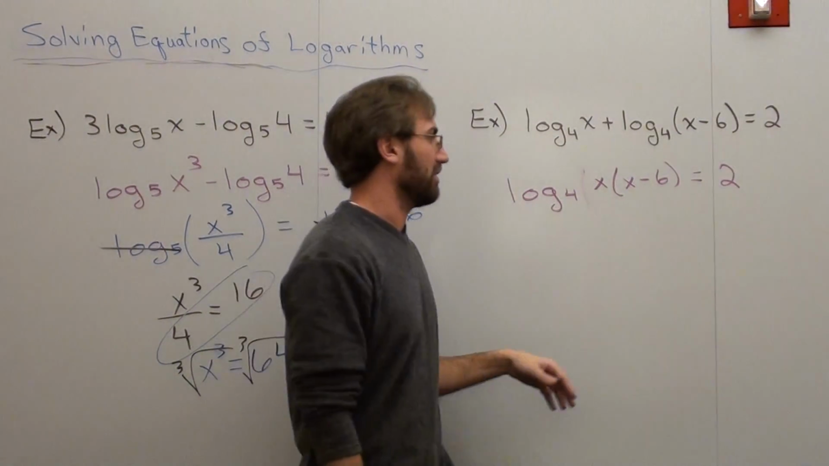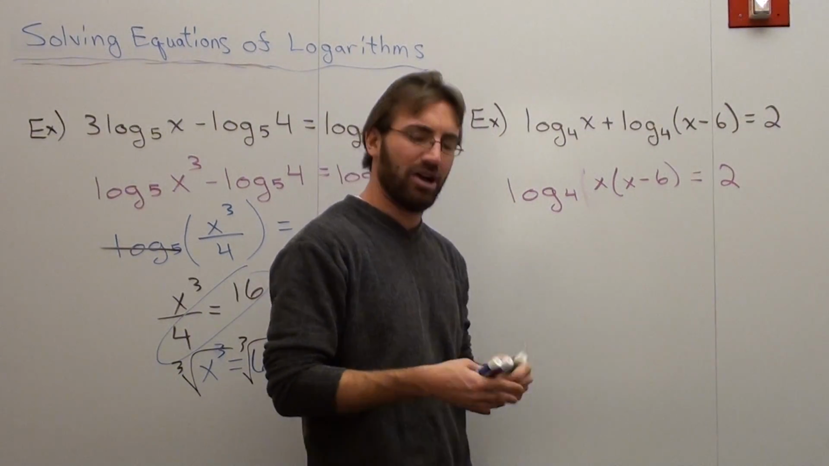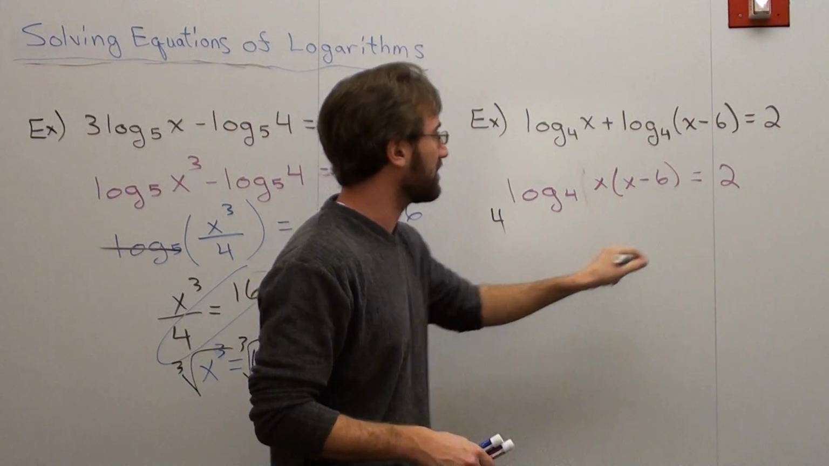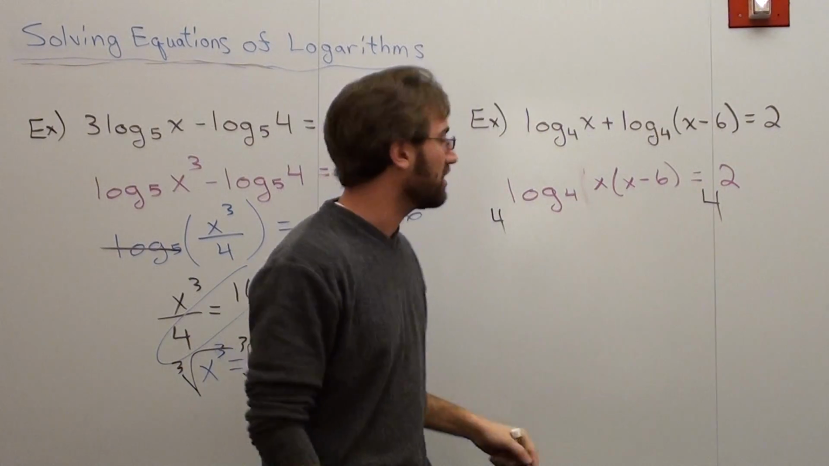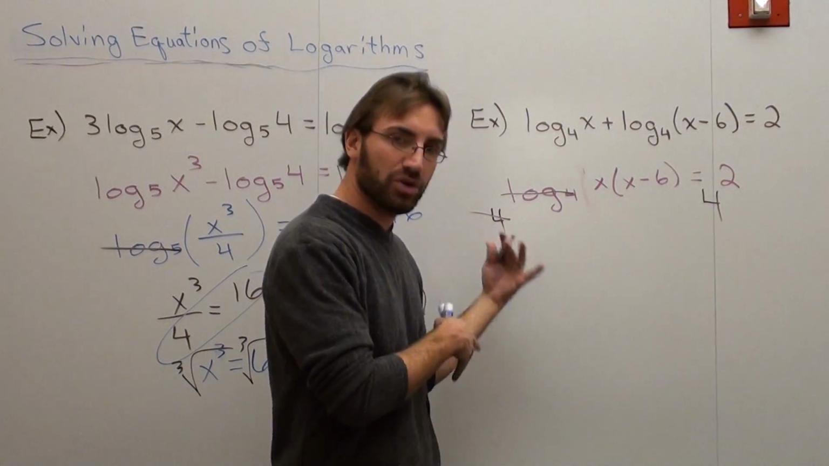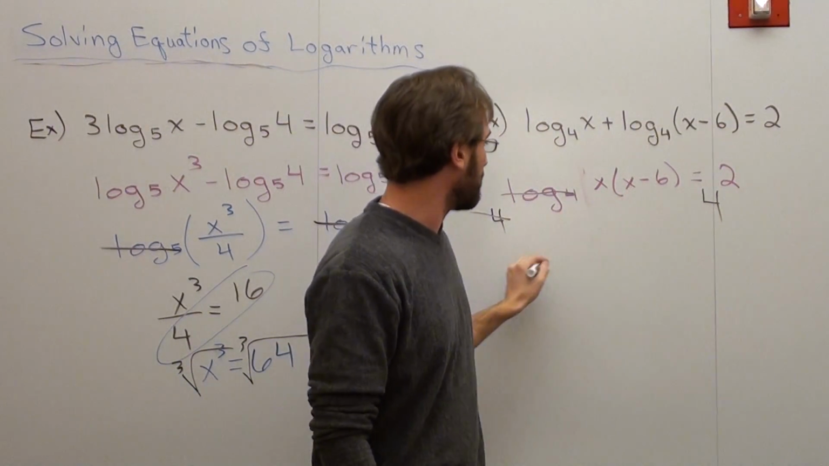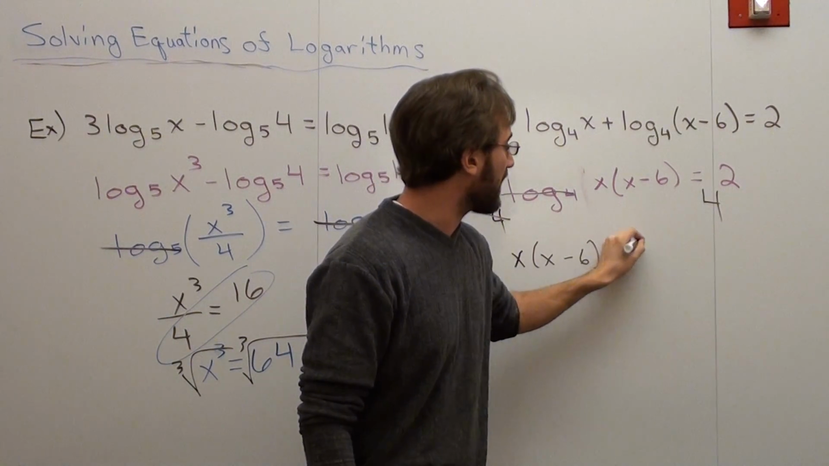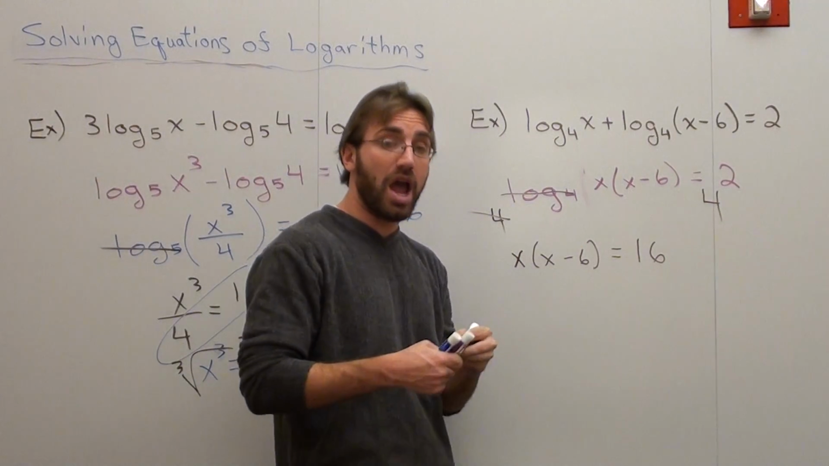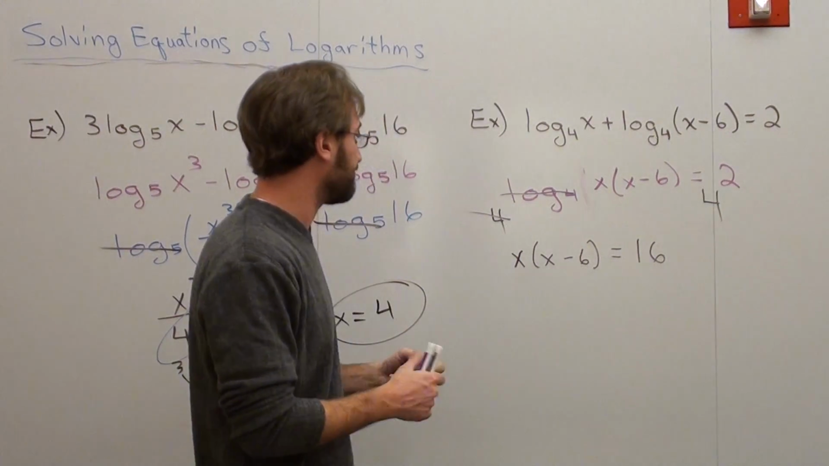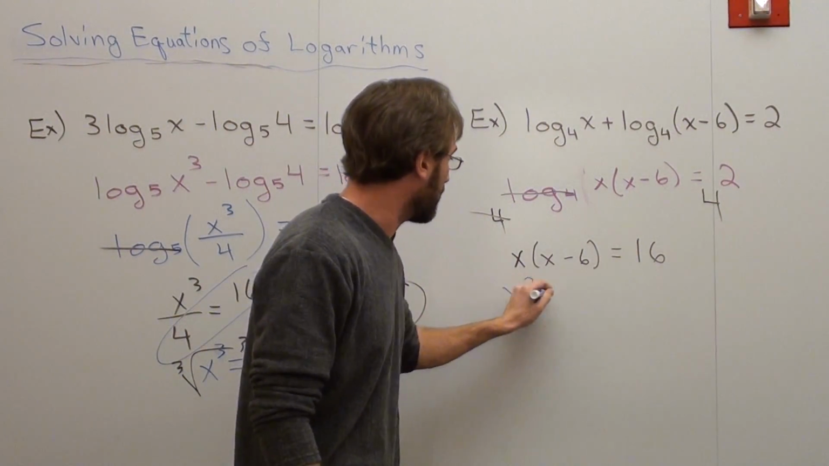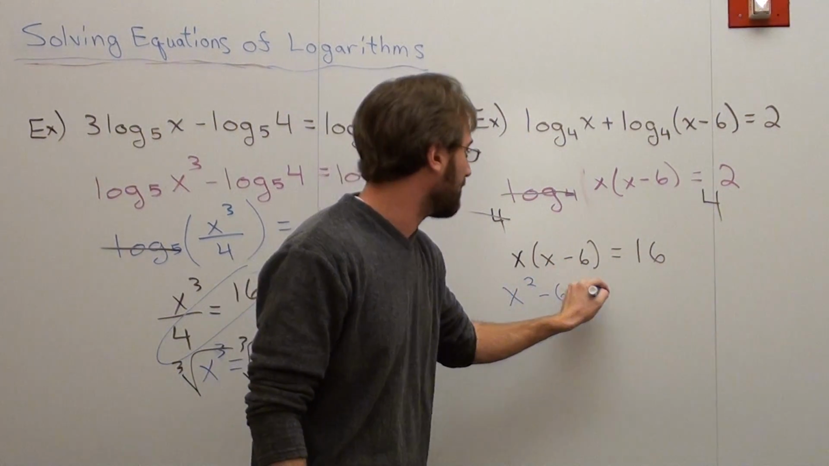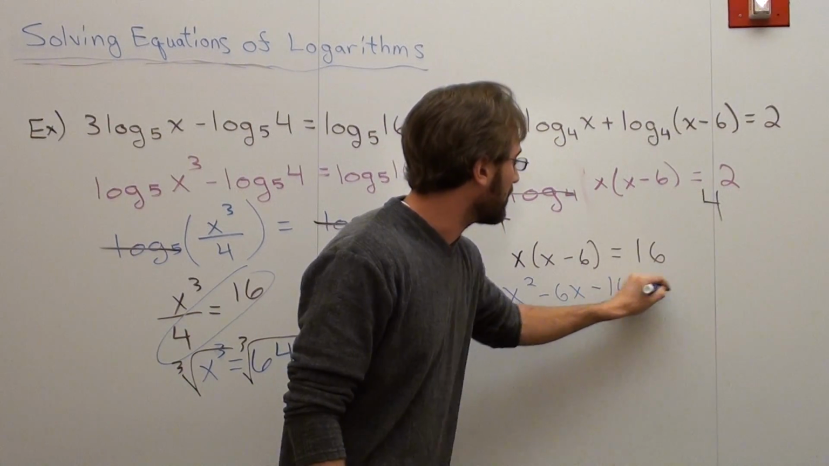There's a big problem here. This log is just in my way. How do I get rid of the log base 4? I take 4 to each side, or I use 4 as a base. Inverse property. X times x minus 6 equals 4 to the second, which is 16. Hey! I think I'm going to have to use factoring here. X squared minus 6x. You know what, I'm going to subtract 16 on this step right now because I'm running out of room. Equals 0.